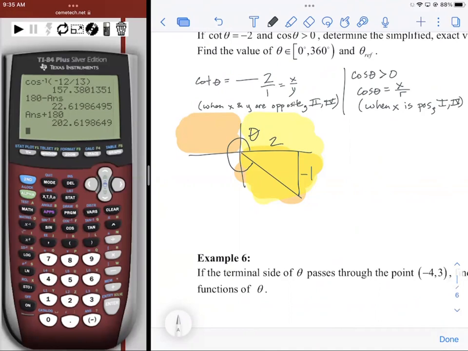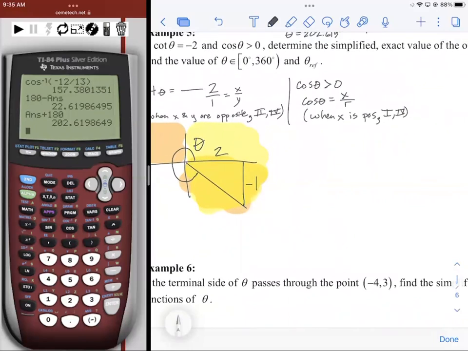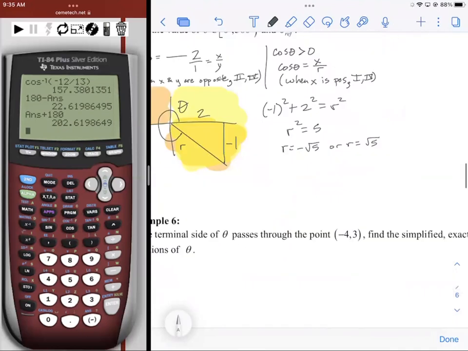Okay. So now we can use the Pythagorean theorem to find r. So we get -1 squared plus 2 squared equals r squared. So r squared equals 4 plus 1 is 5. R is equal to the negative square root of 5 or the positive square root of 5. Which one do we want here, since we're in quadrant 4? Yeah, the positive. We never want the negative for r, but x and y can be positive or negative.